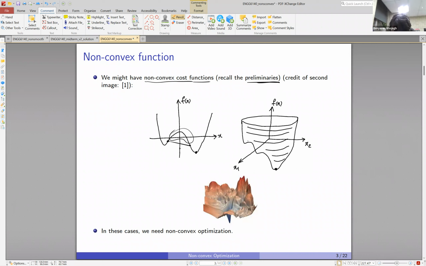Here also, if you consider these 2 points, for example, this part is above that. These 2 points also, this part is above that. So it means that these are non-convex functions. Also, clearly this is a non-convex function.